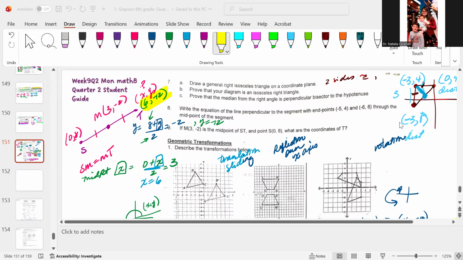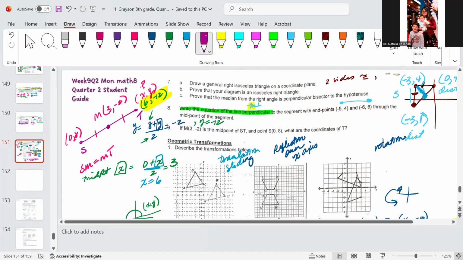Write the equation of a line perpendicular. Okay, so perpendicular already, you know that if it's the slope, you flip it and put a negative, right? To the segment with the endpoints, this and this. Okay, so through the midpoint of the segment. All right, so the endpoints, you have this point here, this point right here, right? This line, we need to find the equation of this perpendicular line to the segment.